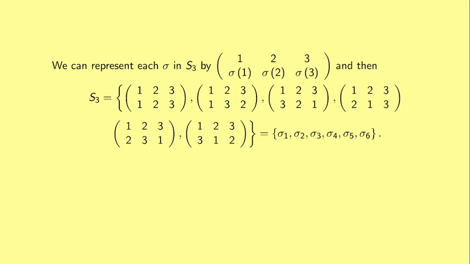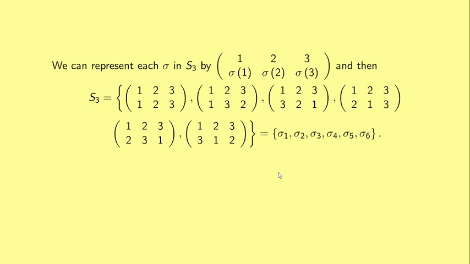Recall that we can represent each element in S3 as a matrix whose first row has entries 1, 2, and 3, and whose second row has entries sigma 1, sigma 2, and sigma 3. So below each number 1, 2, and 3, we put its image under sigma. For example, the first element in S3, which I called sigma 1, is just the identity mapping. It takes 1 to 1, 2 to 2, and 3 to 3.